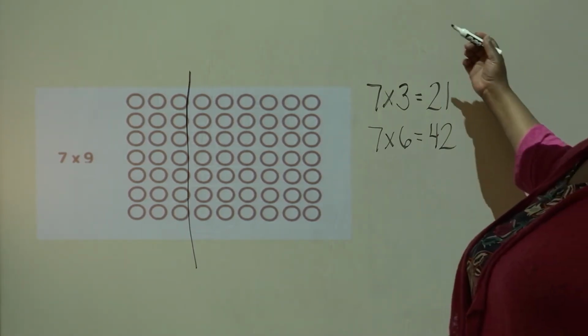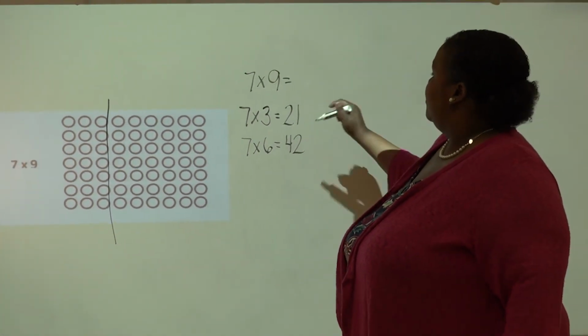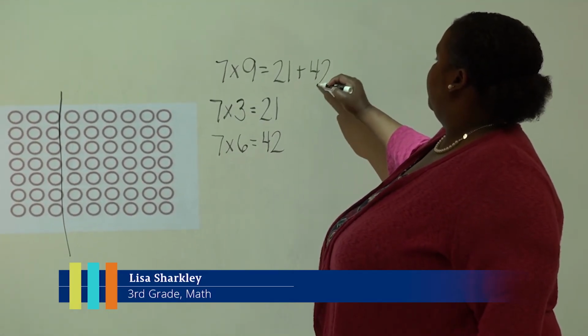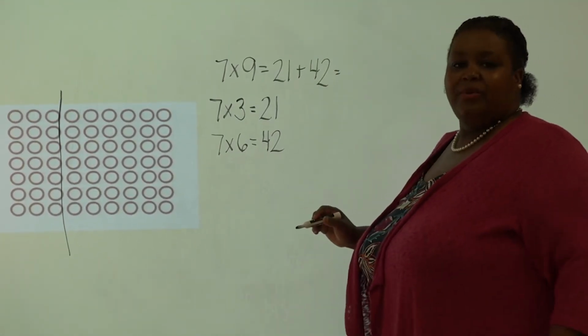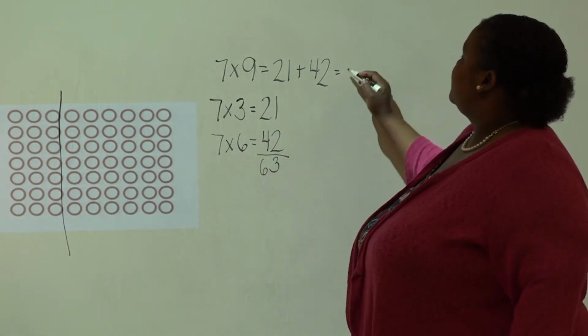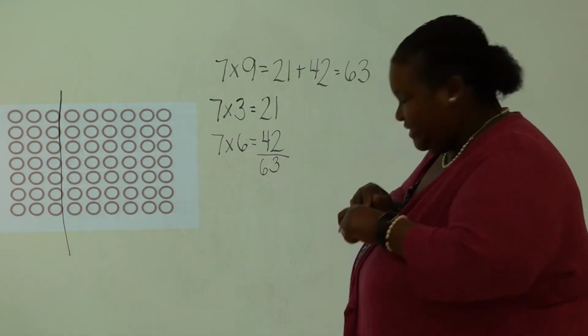Now, for me to find 7 times 9, I can say 21 plus 42. When I add those two up, let's add it up. 63 would be the product. Good job this morning.